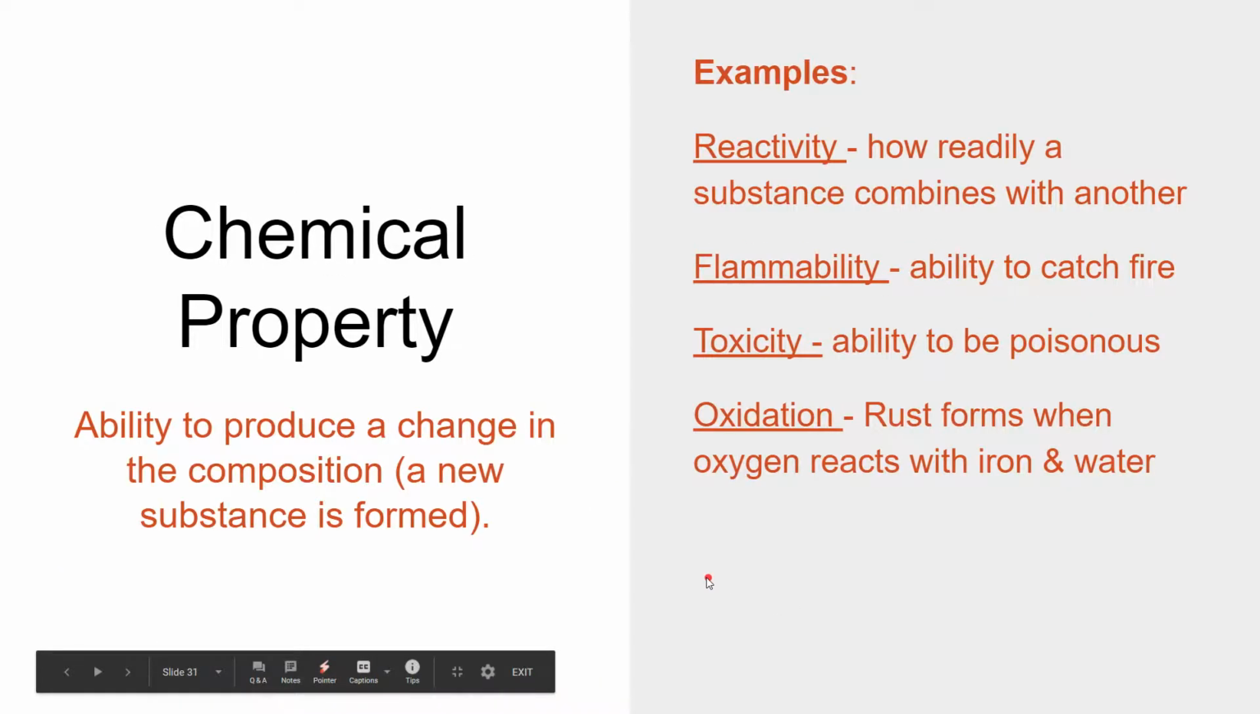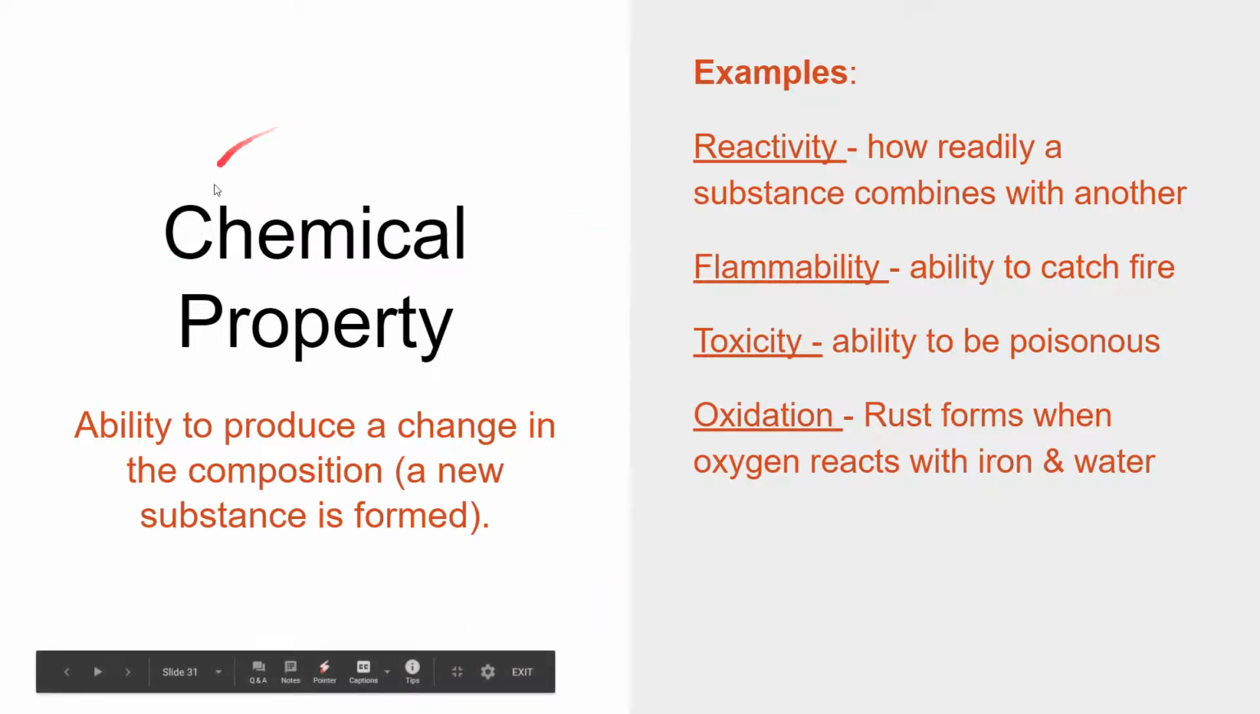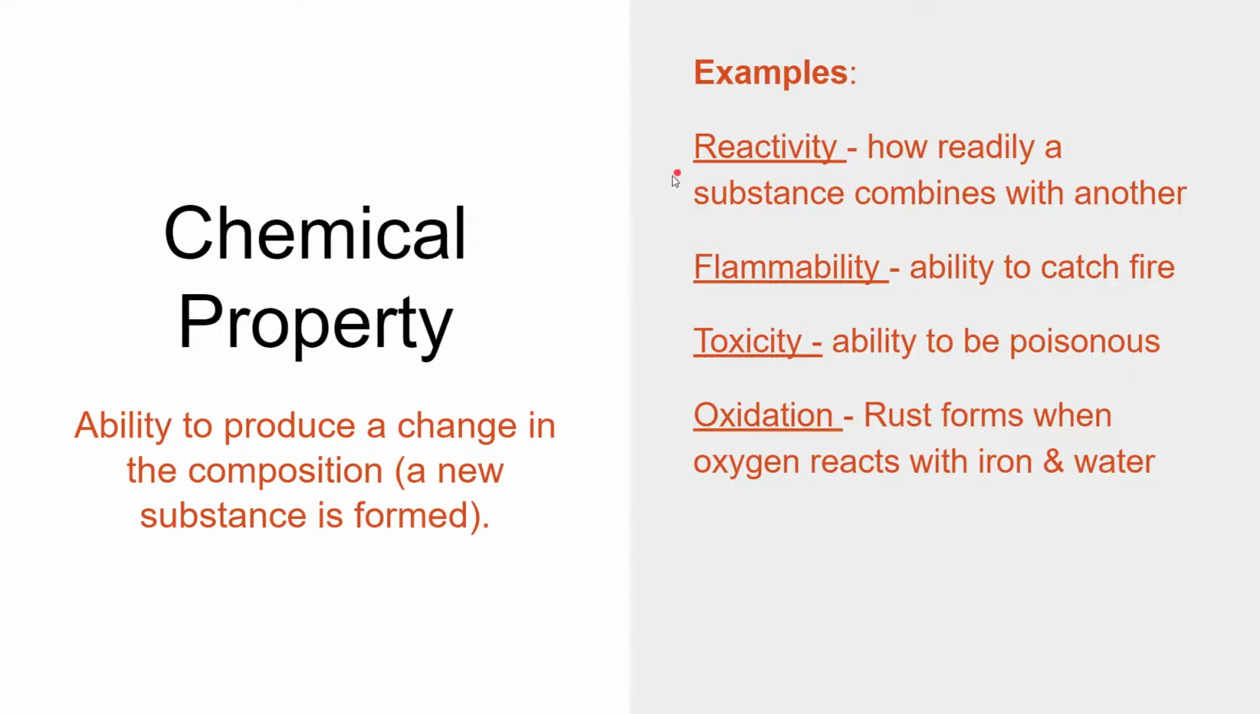Chemical properties, on the other side, are something that has the ability to produce a change in its composition. So you get a whole new substance. Chemical properties is when an entirely new substance is formed. Reactivity is how easily something reacts. A lot of times with the air, like oxidation, how much something reacts with the air. It can tarnish like silverware. Sometimes your silverware gets these weird spots on it. It's because it's reactive.